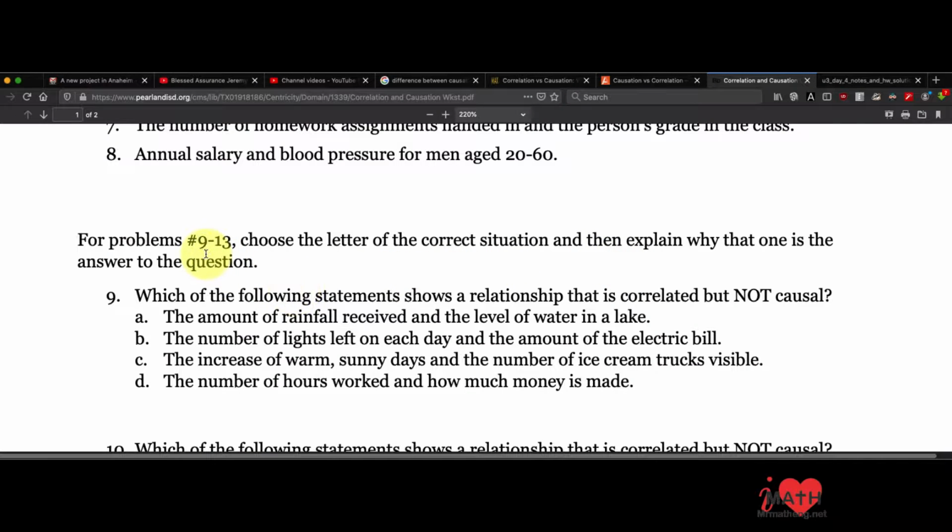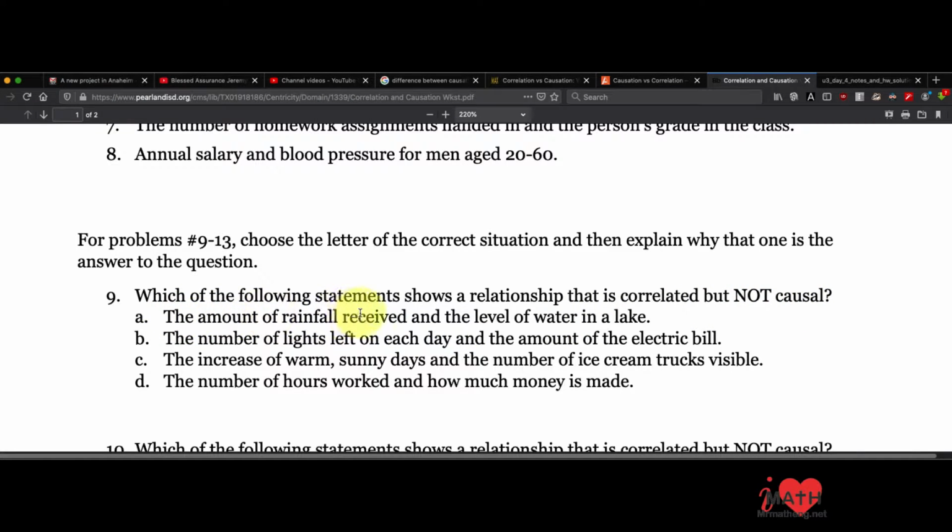All right, let's go over these questions. For problems 9 to 13, choose the letter of the correct situation and then explain why that one is the answer to the question. Number 9, which of the following statements shows a relationship that is correlated but not causal or to cause?